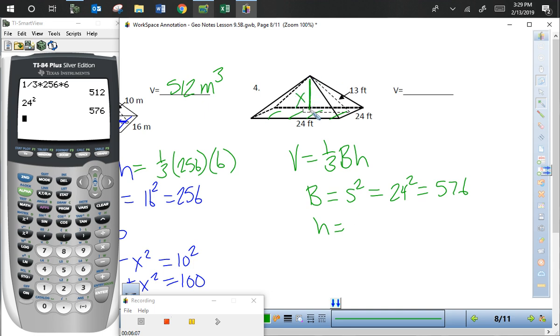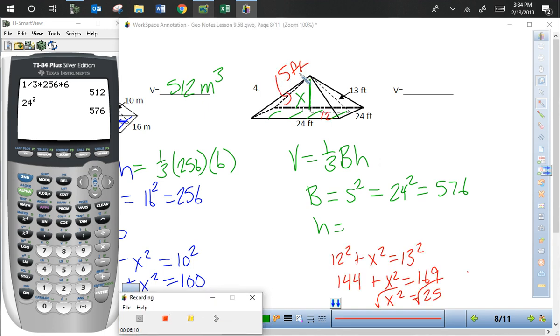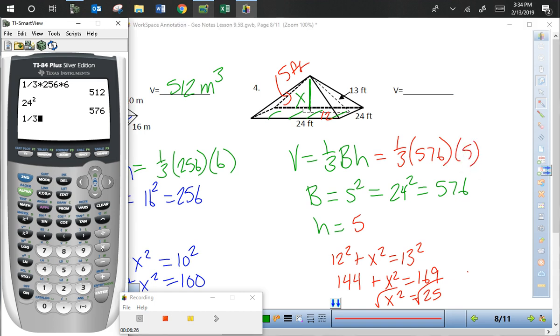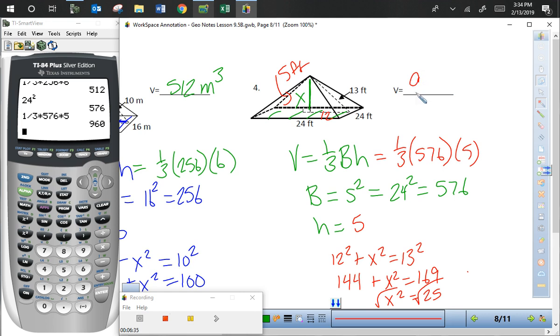So I want you to pause the video and go solve for x for me. With our x being 5, we can say that our height of this pyramid is 5. So plugging everything in, we've got 1/3. Area of the base was 576, and then the height was 5. So over here, 1/3 times 576 times 5. Volume for this pyramid is 960, labels feet, so feet cubed.